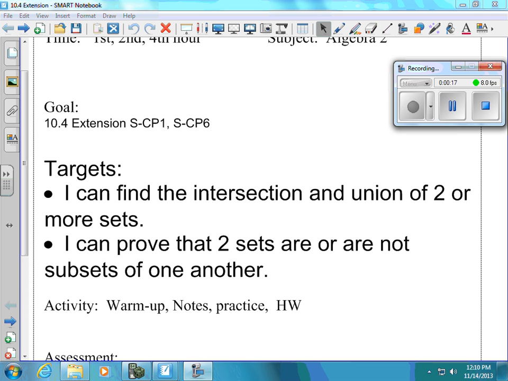Targets today. We're going to find the intersection and union of two or more sets, and we're going to be able to prove that two sets are or are not subsets of each other. So we're talking about intersection, union, and subsets today. Have these goals, targets in your notes for tomorrow.